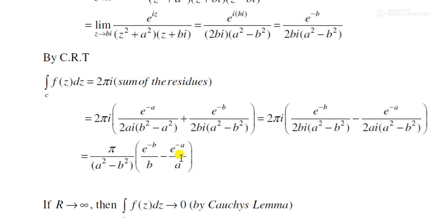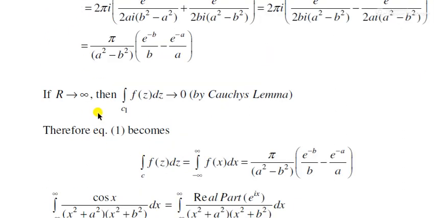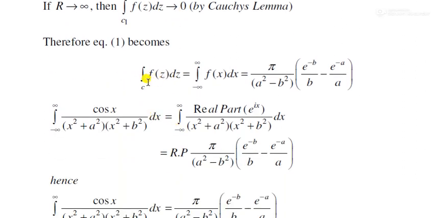By Cauchy's residue theorem, it is 2πi times the sum of the residues. So after adding and simplifying, we get the answer π/(a² − b²) times (e^(−b)/b − e^(−a)/a). As R tends to infinity, the integral over C1 tends to 0. Therefore, from equation 1, the integral over C of f(z) dz will be equivalent to the integral from −∞ to ∞ of f(x) dx.